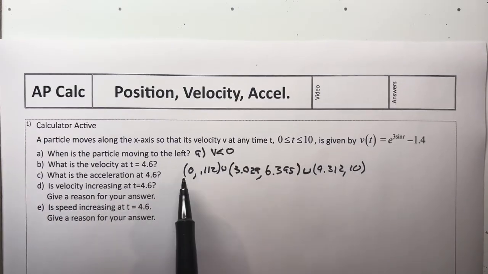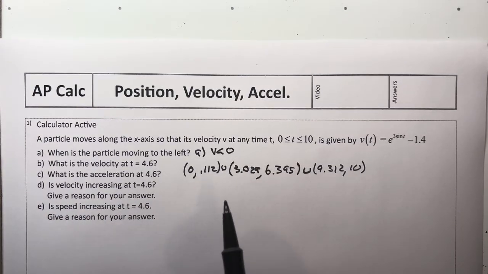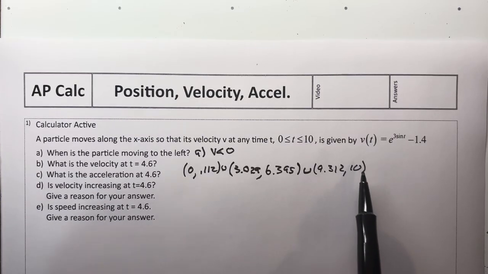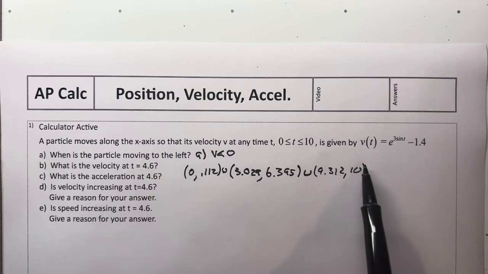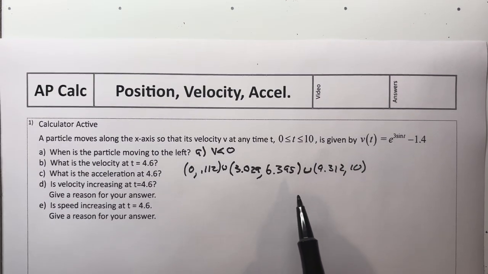I always do parentheses because you can't have a velocity at an endpoint, but arguably there could be brackets at 0 or 10, and the College Board would accept both of those.